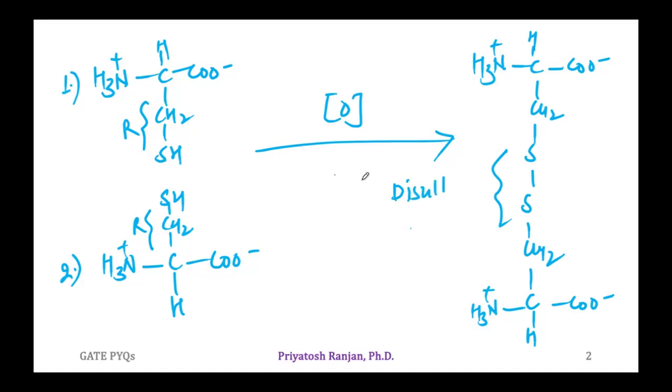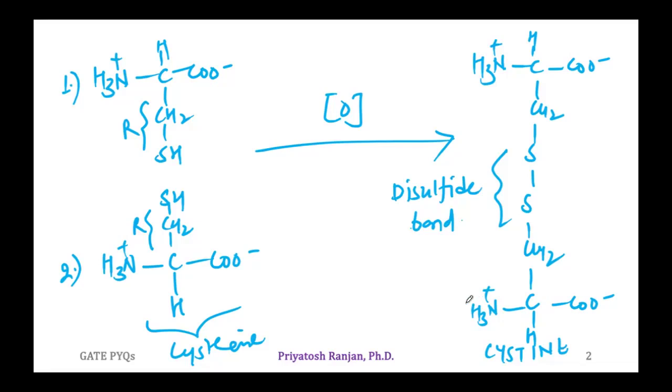This is a disulfide bond, covalent in nature. Remember, this is called cysteine. And when the two cysteine molecules are joined, this is called cystine. I hope this concept is clear to each and every one of you. So now let's get back to the question.